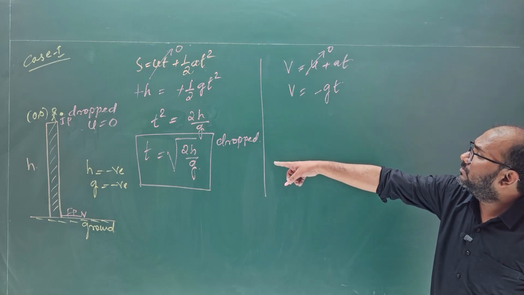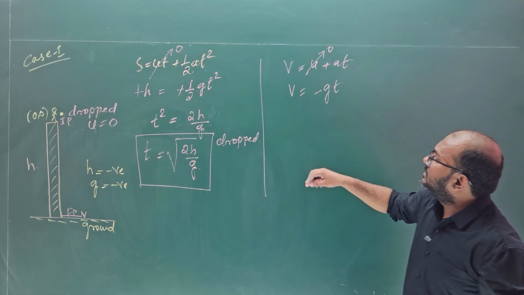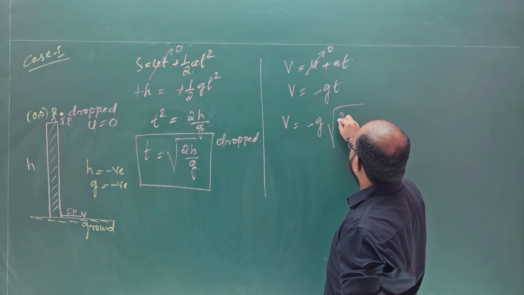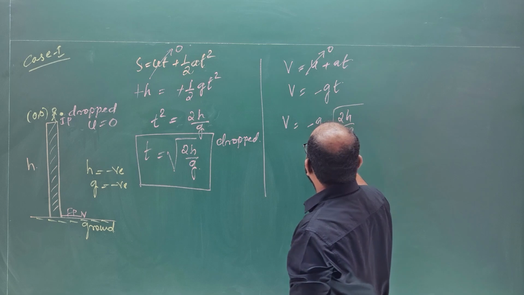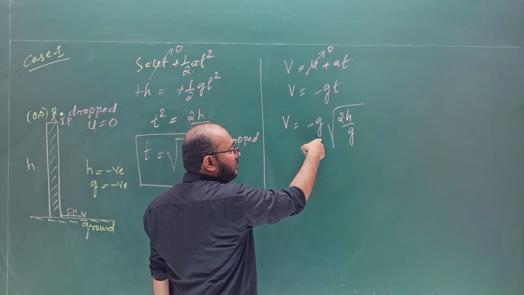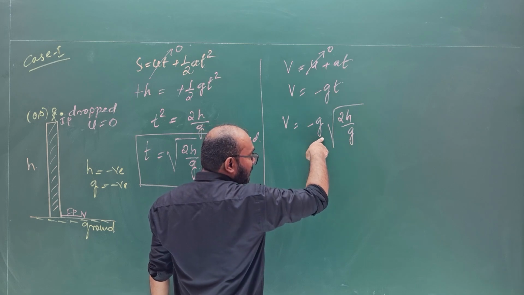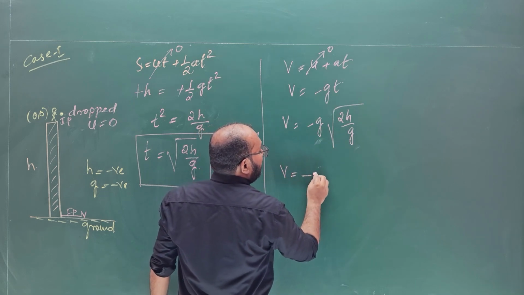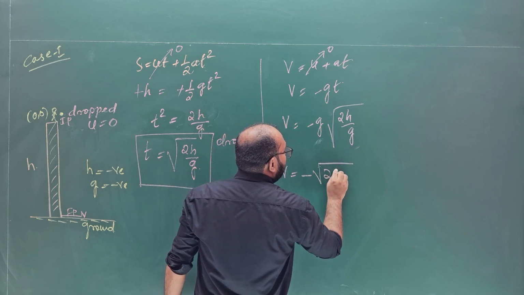What is the time value? Under the root 2h upon g, or v is equals to minus of g times the time value, which is root of 2h upon g. This g can be written as root g into root g. Can I cancel 1 root g with the root g in the denominator? Left out is v is equals to minus root of 2gh.